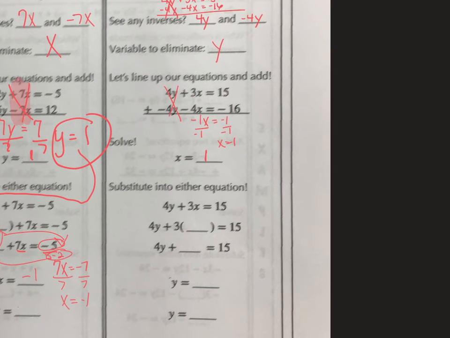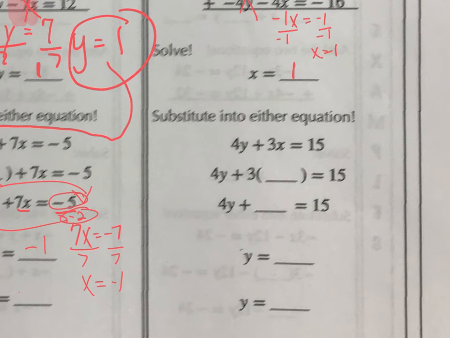Now I'm going to take that x and substitute it into either one of the equations. They've chosen this one, so I'm going to put my 1 there. 4y plus 3 times 1 is 3. Brings it on down here. I need to move this 3 over to the other side because I want to isolate my variable. So minus 3, minus 3.